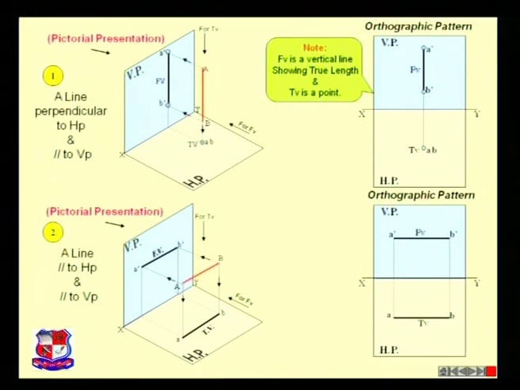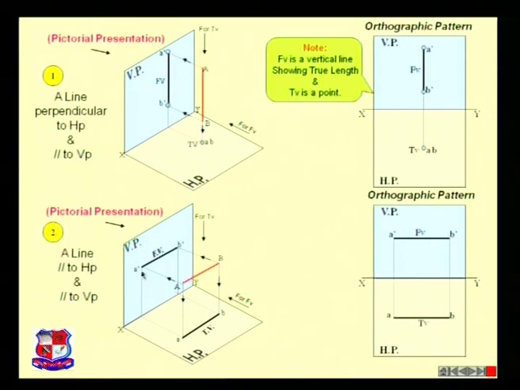As you can see over here, in the orthographic pattern of a line parallel to HP and parallel to VP, this is our vertical plane, this is our horizontal plane. We have just straightened them up. Now this front view A dash and B dash, as you can see over here, is located like this. Now this is our XY line. As you can see, the XY line is over here like this also.